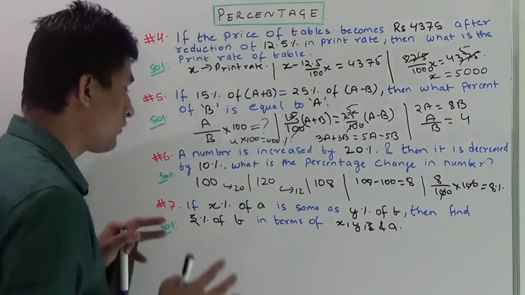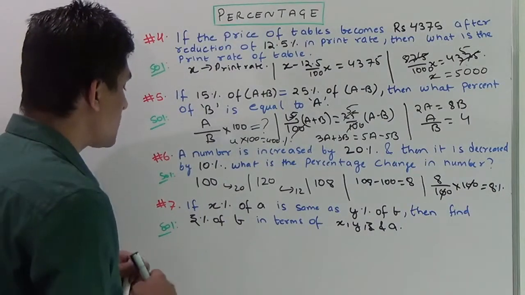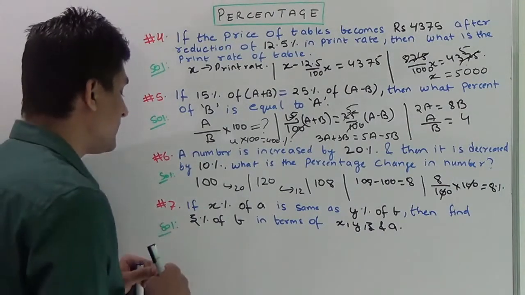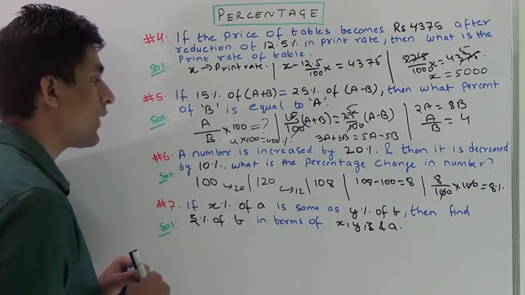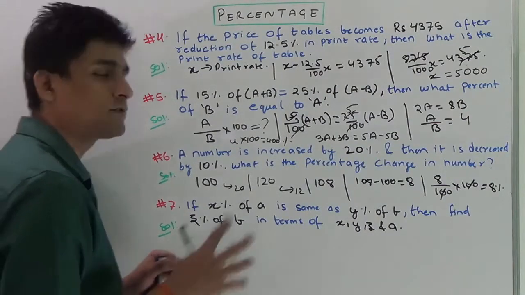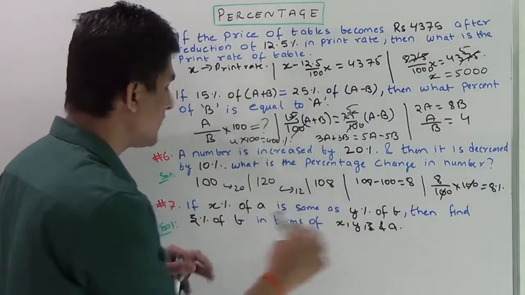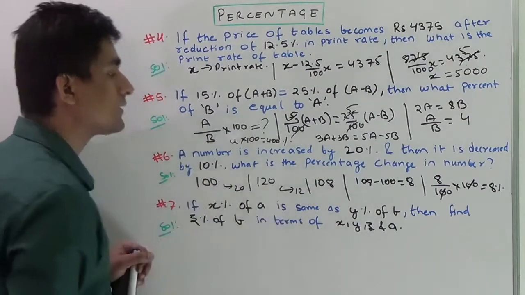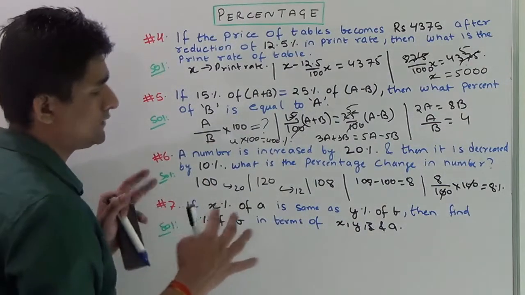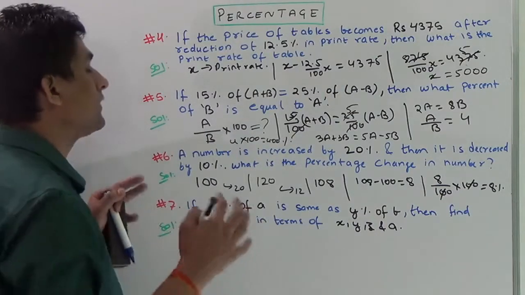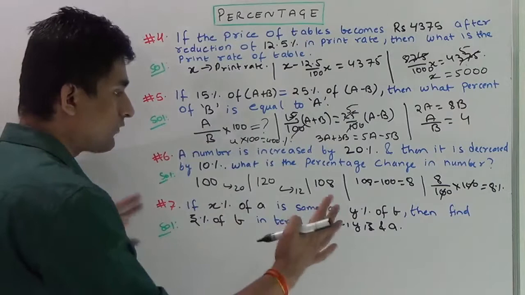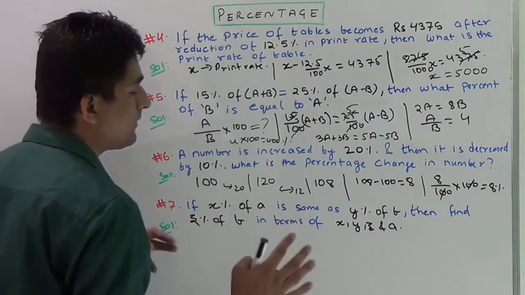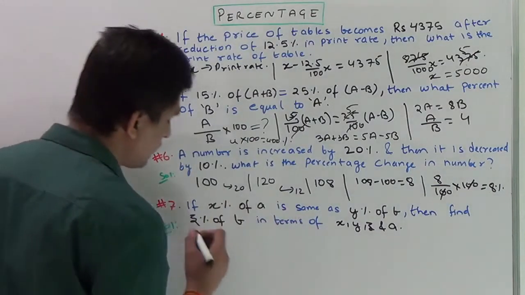I'm moving to the last question of the basics section. Okay, the question is, if x% of A is the same as y% of B, then find z% of B in terms of x, y, z and A. There are two equations given in this question, and we have to find the value of this equation in terms of these variables. This is a very simple question. I have just taken this question to confuse you, because sometimes students get confused after seeing a lot of variables. Just to make you familiar with the variables, I have taken this question.